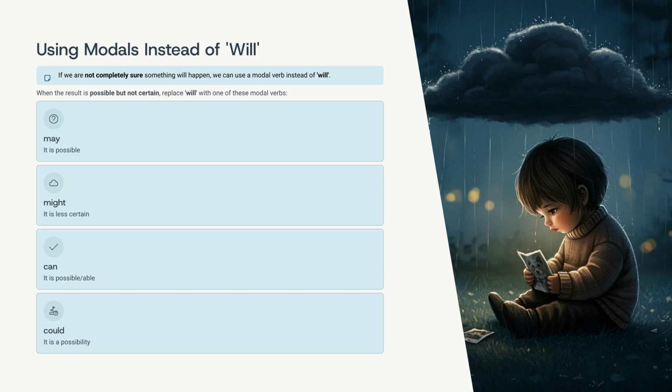How do we use modals instead of will? If we are not completely sure something will happen, we can use a modal verb instead of will. When the result is possible but not certain, replace will with one of these modal verbs. Use may when it is possible. Use might when it is less certain. Use can when it is possible or able, and use could when it is a possibility.